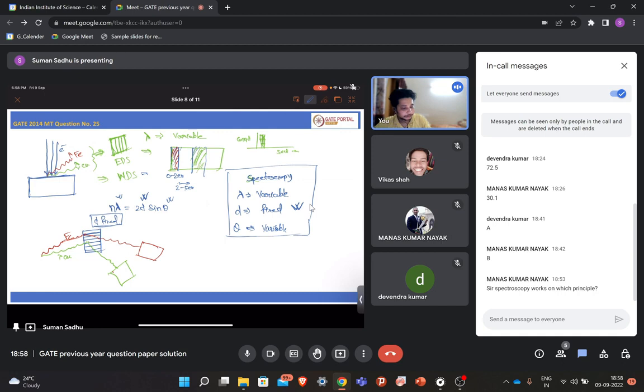But for diffraction, this is different. For diffraction, your lambda is fixed, right? You are using a single wavelength in case of diffraction, either copper K alpha or cobalt K alpha. So this fixed lambda you use, and you measure. d is also variable in this case, and theta is also variable. So this is the difference between spectroscopy and diffraction. This is the principle for spectroscopy and this is the principle for diffraction.